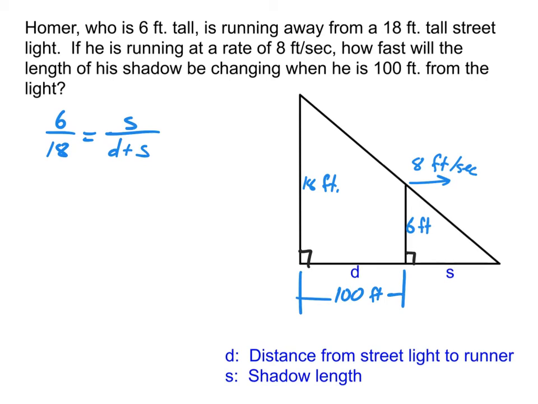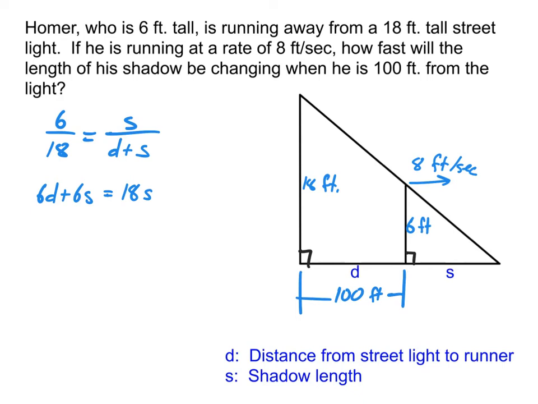All right, so let's go ahead and move on from here and actually figure out our answer. Now, I could actually find the derivative with respect to t right now, but that would mean having to use quotient rule, and I don't really want to deal with that. So I'm going to make my life a little bit easier. I'm going to start by cross-multiplying this proportion. If I do that, then I have 6d plus 6s equals 18s.